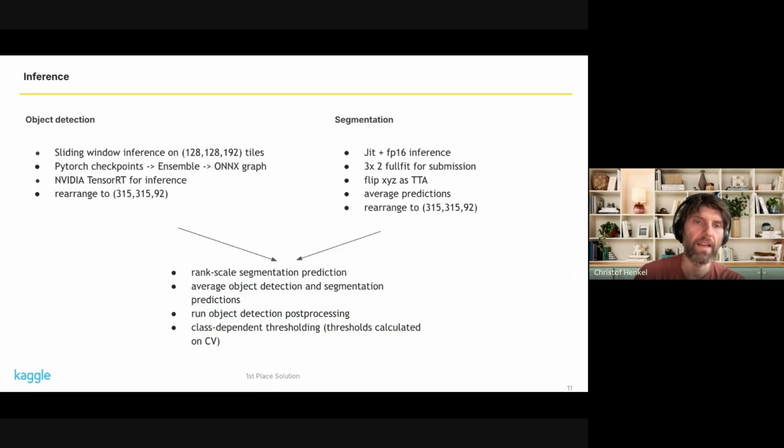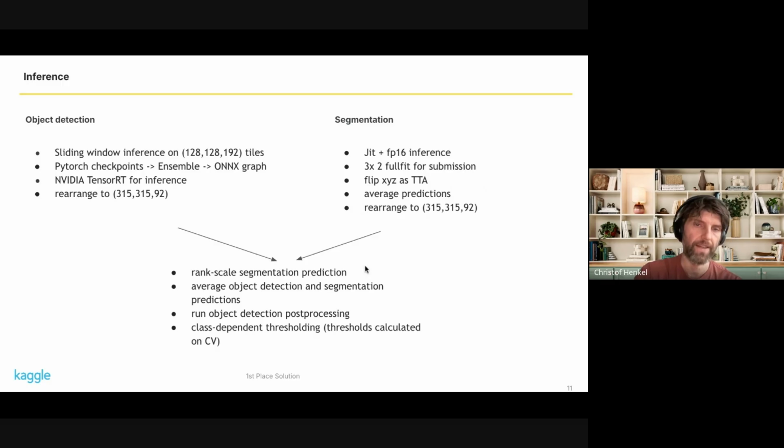So at the end of the day, as mentioned, we had our 2 different approaches. We did sliding window inference on both. We used different tools for speeding up the inference. Eugene converted the models to an ONNX graph and then used TensorRT for inference, which boosted the inference speed a lot, then rearranged to this 2-stride output. I used JIT as an expert and half precision. I also used TTA and averaged all my predictions, then rearranged to the same shape.